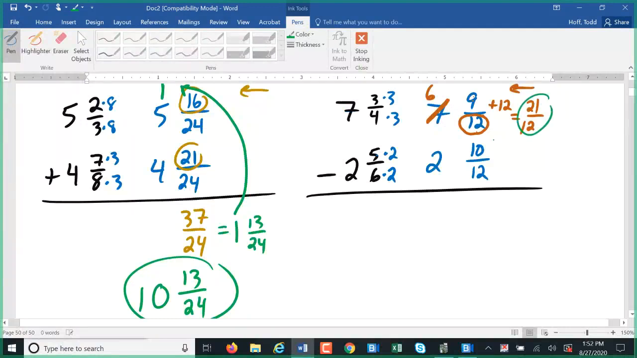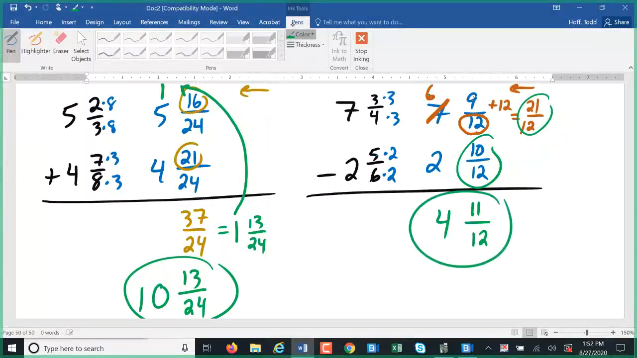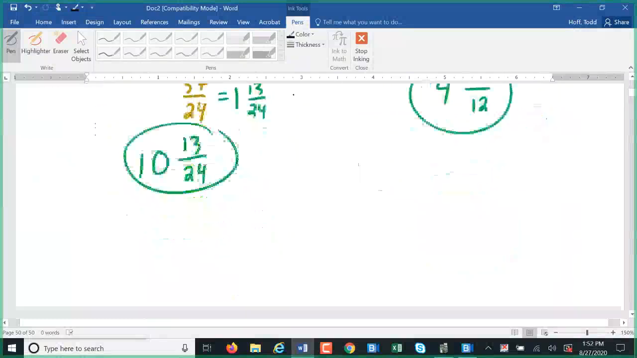Now 21 twelfths minus 10 twelfths. 21 minus 10 is 11. And we keep the same name of 12. 6 minus 2 is 4. Let's do another subtraction with the borrowings because that is a little bit complicated.